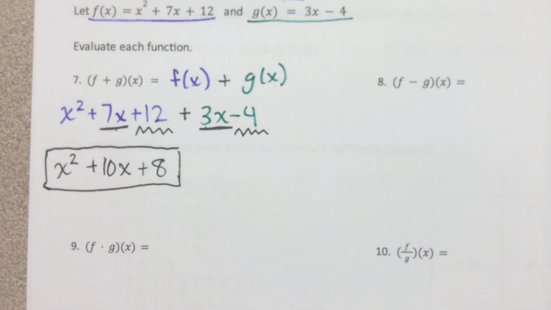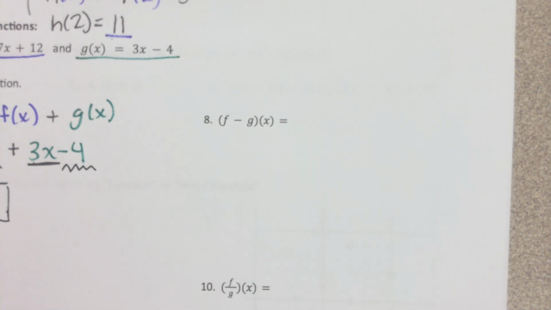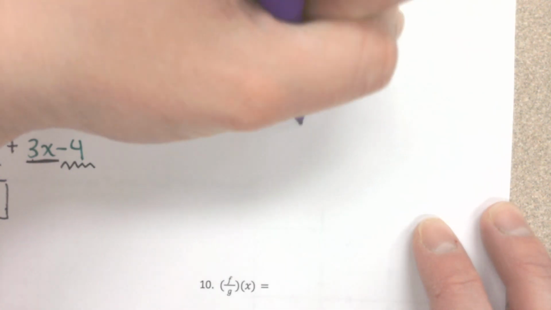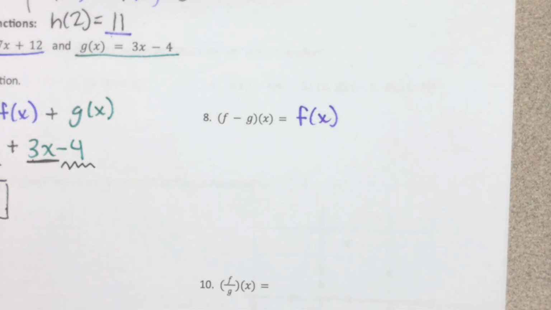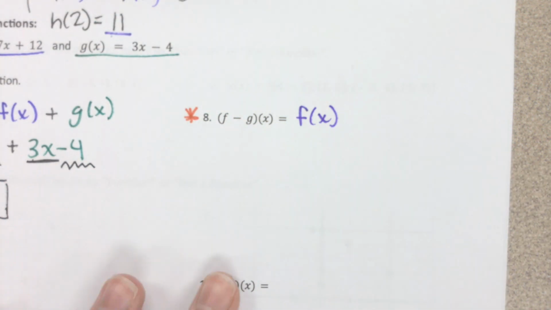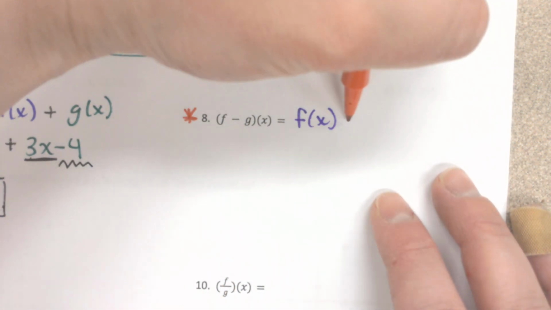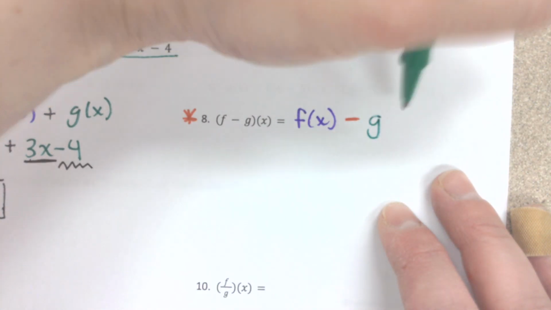Number 8, subtraction. f minus g of x. Again, I can write them with their own separate x's: f of x. Now, subtraction's really special. I'm actually going to put a star next to that one, so this one I'm going to have to handle very carefully.